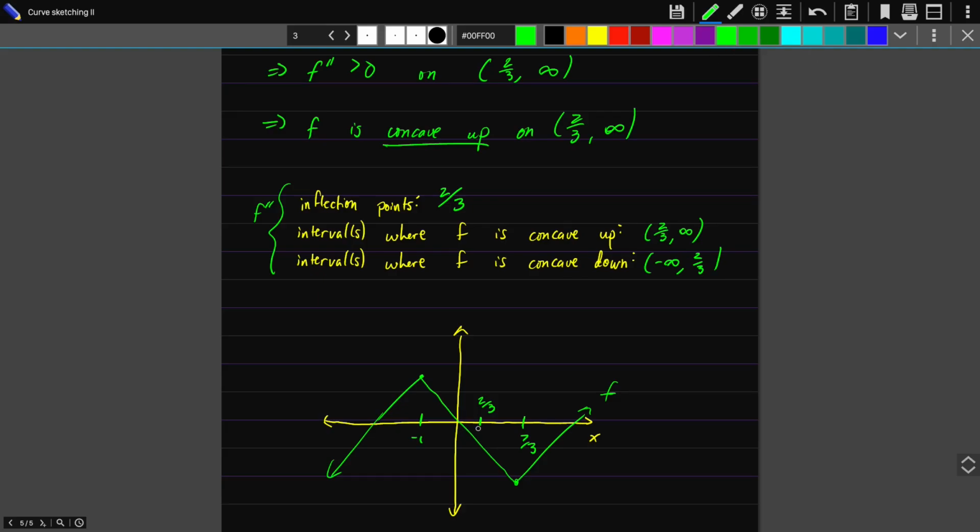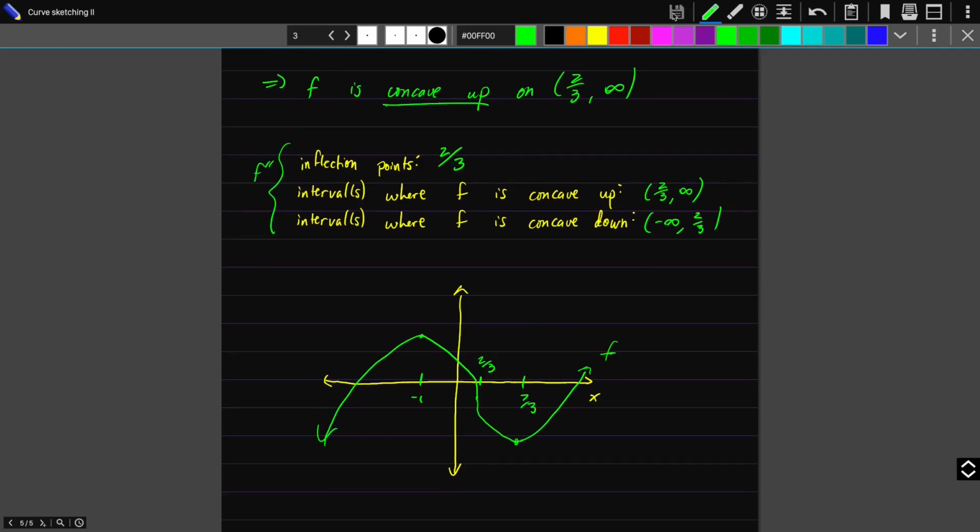So instead of my function being straight lines like this, what I've actually got is something that looks concave down happening between minus infinity and 2/3. So, right, 2/3 and minus infinity is concave down. So in that case, my function looks something more like that. And then at 2 over 3, my function is going to change. That's the inflection point, and it's going to become concave up. So instead of being straight lines, it looks more like this. So that's our graph based on our second derivative. Okay, I think that should cover it.